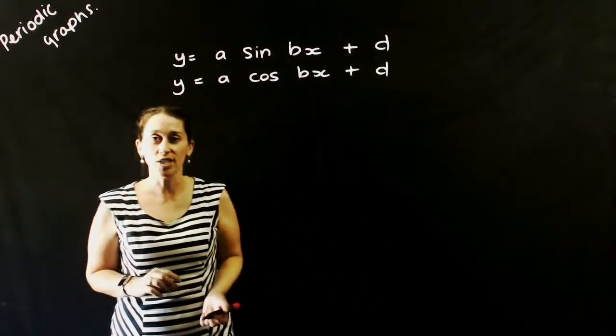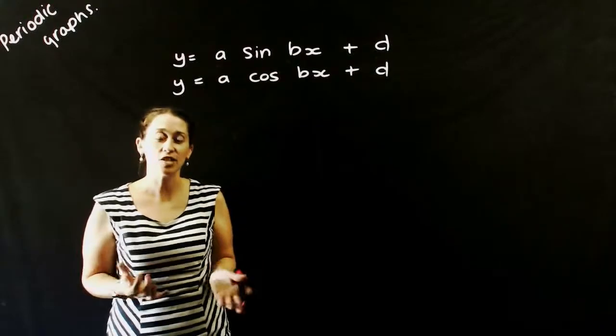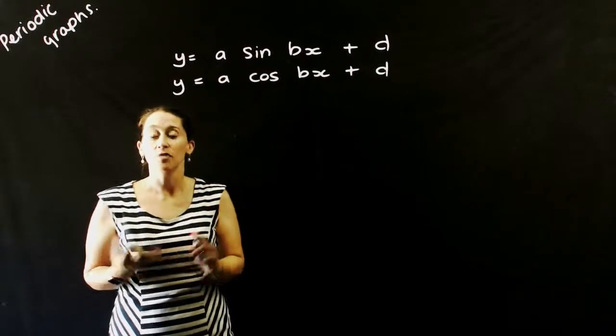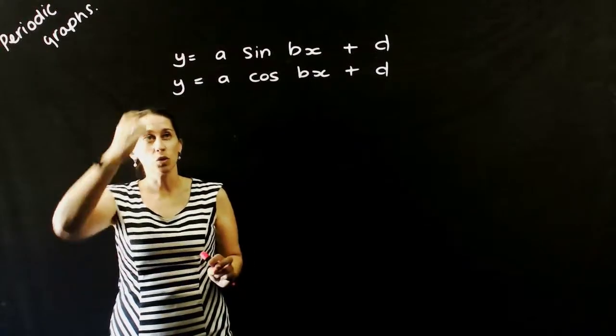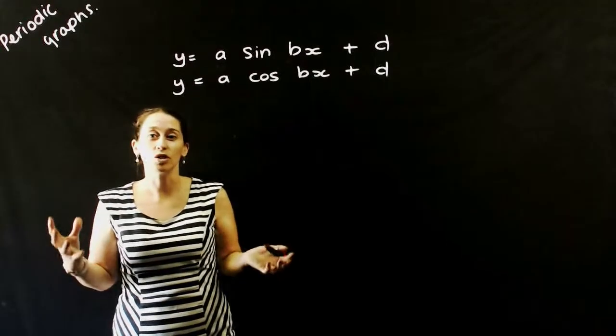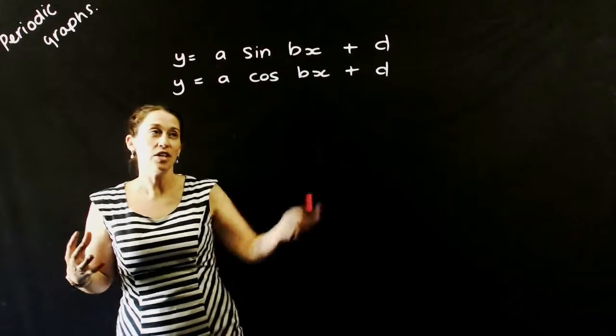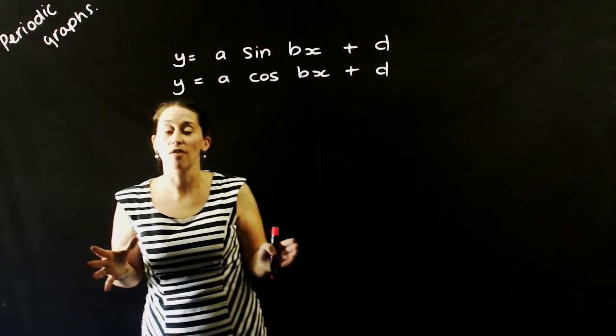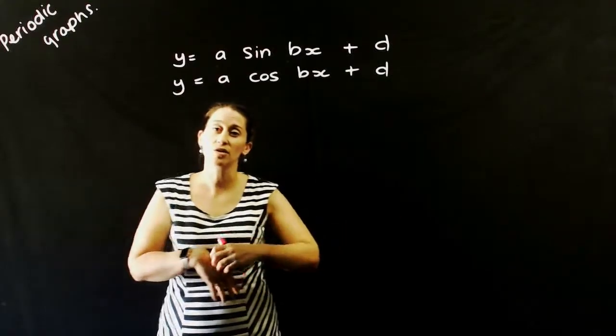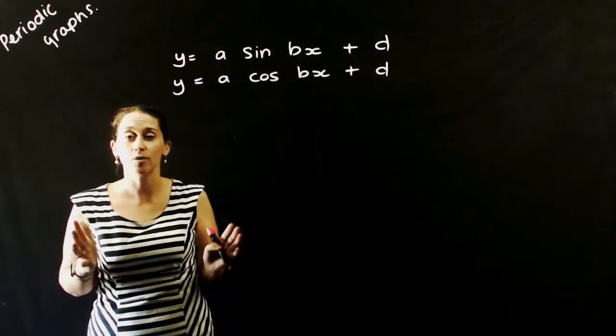In order to sketch these graphs or to find the equations, you need to know the key features for the sine graph and the key features for the cosine graph. So let's just talk about what the period is. The period, I said, was affected by B. Depending on if your domain of your graph is in radians or if it's in degrees, you're going to use one of two formulas to calculate the period.